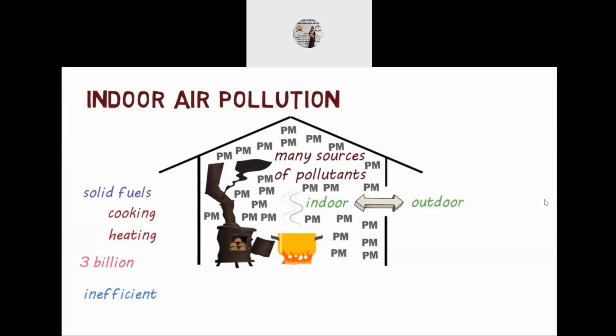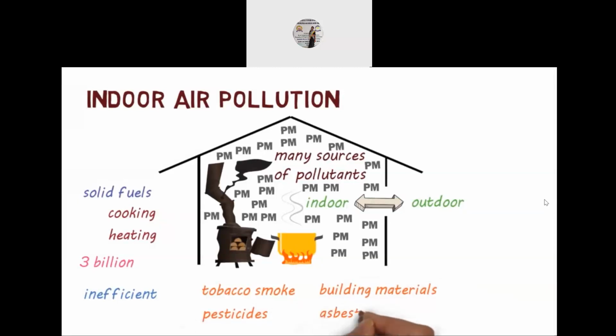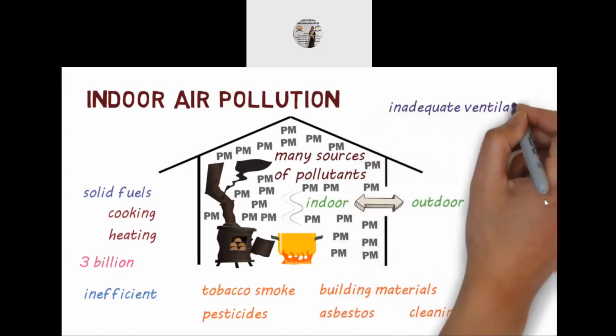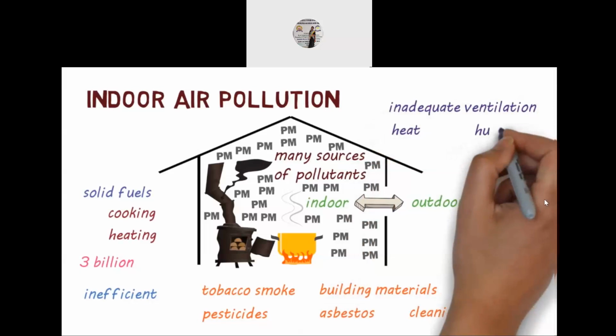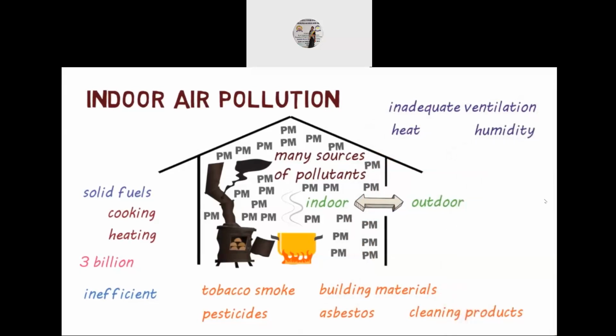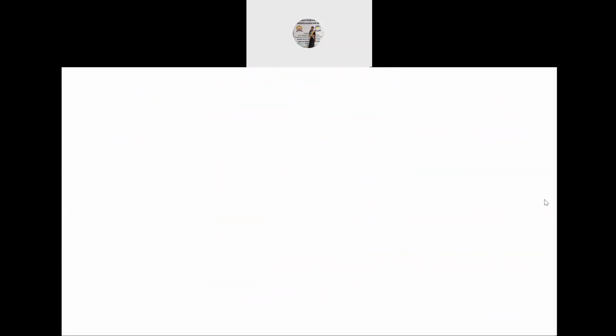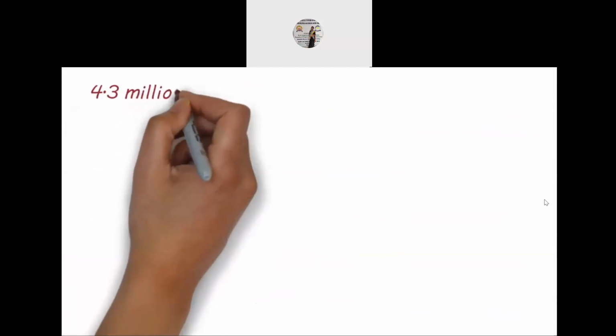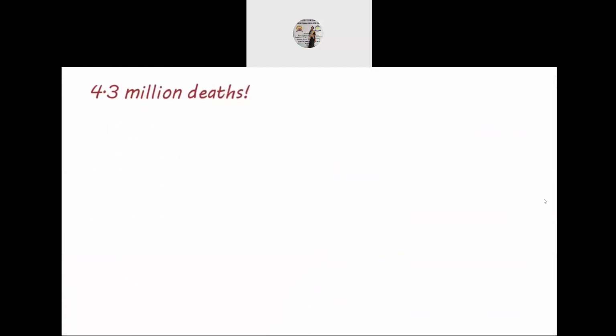Other sources include tobacco smoke, chemicals released from building materials, furnishings, and household products, pesticides, asbestos-containing insulation, and products used for household cleaning. Factors like inadequate ventilation and, in some cases, heat and humidity can worsen indoor air pollution. Exposure to indoor air pollution can lead to health effects similar to those caused by outdoor air pollution. In 2012, the World Health Organization estimated that 4.3 million people died due to illness that could be attributed to household air pollution caused by the use of solid fuel.